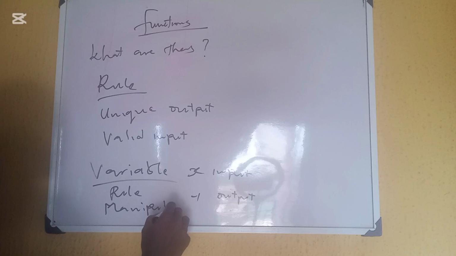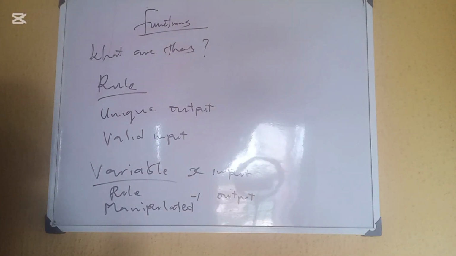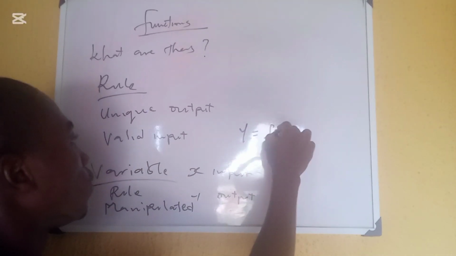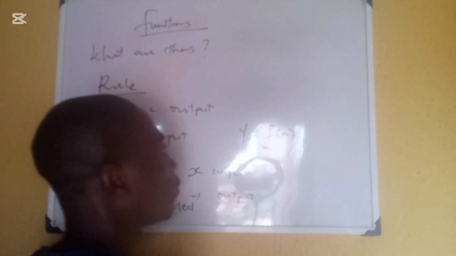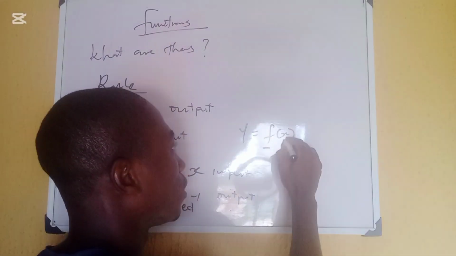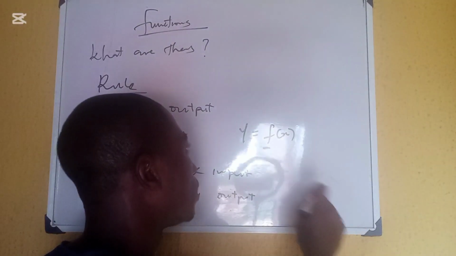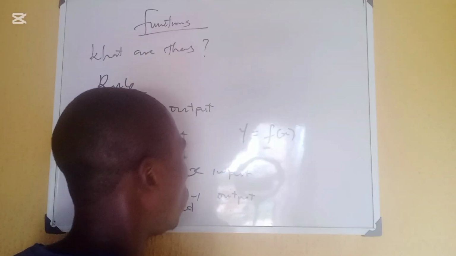So, in other words, a function explains the relationship between variables, how a particular variable is manipulated to get another variable. So, we can express it in the form of an equation where we have y is equal to a function of x. F here is a short form for function. X here is the input variable, which is manipulated. Then y here is the output variable.